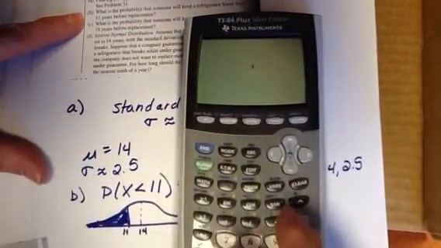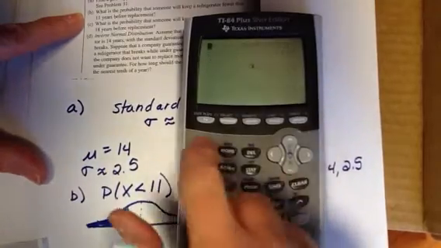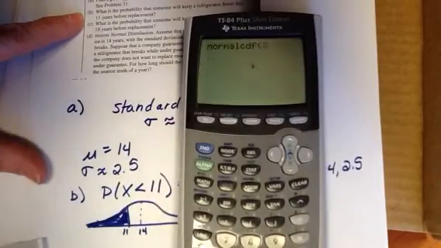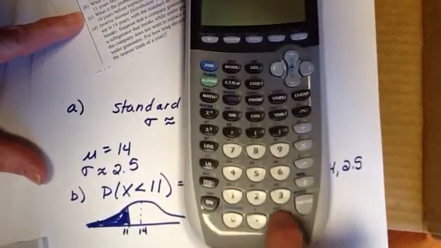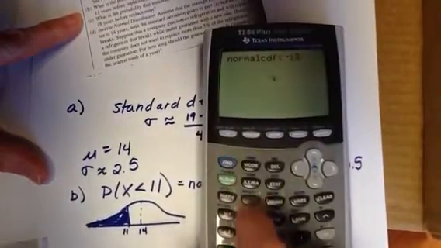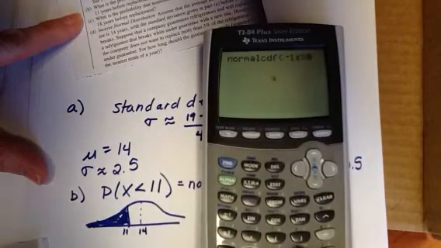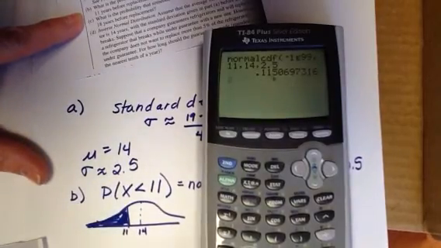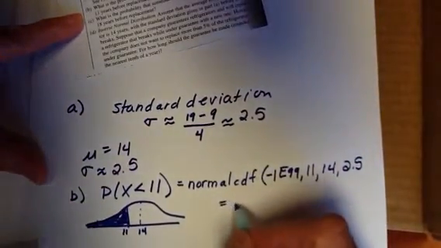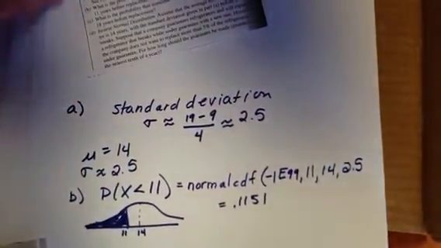So we do our normal CDF, turn it on. Second distribution, normal CDF. We do negative, remember that's the button way at the bottom here for negative, not the minus, the negative 1, second comma to get our E, 99, comma, 11, comma, 14, comma, 2.5. And we get 0.115, 4 decimal places would be 0.1150. Make sense?